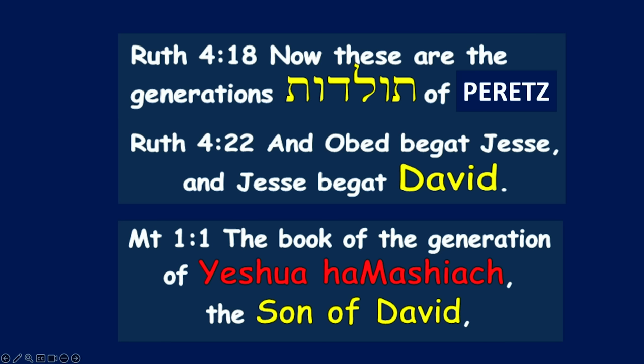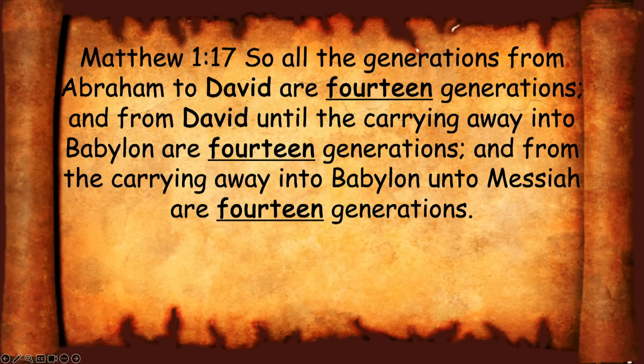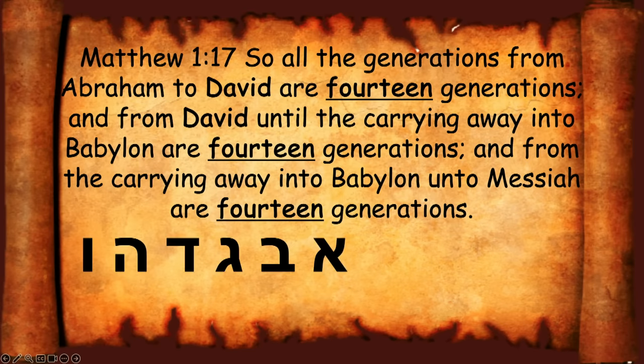Now, here's Matthew 1:17 where it talks about that. Look at this. So all the generations from Abraham to David are how many? 14. And from David to the carrying away into Babylon are how many? And from the carrying away into Babylon to the Messiah are how many? Why? Most Christians have no idea what the 14 is about. I'm going to show you. Matthew knew because Matthew was Jewish. And every Jew who read this got it.